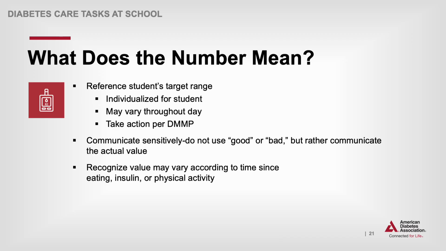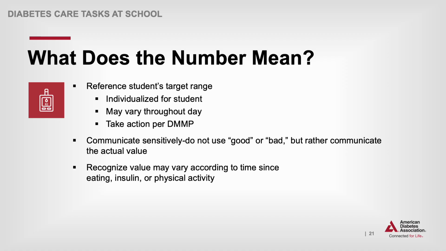In responding to and communicating about a specific reading, there are several things to keep in mind. Reaction to blood glucose check results should always consider the student's target range as it has been specified in the DMMP. Not all children will have the same target range. Even for an individual child, the target range may be somewhat different at different times of the day. Take action for blood glucose levels that fall outside of the student's target range as per the DMMP.